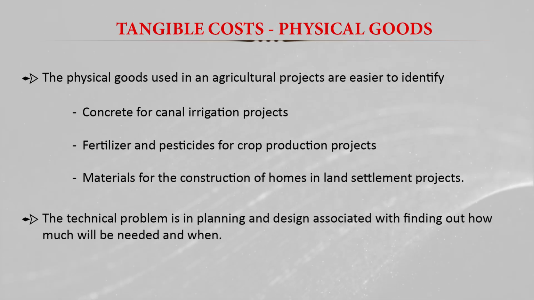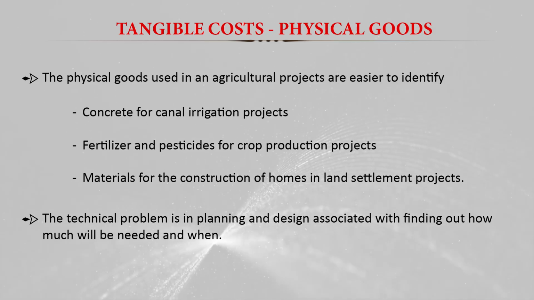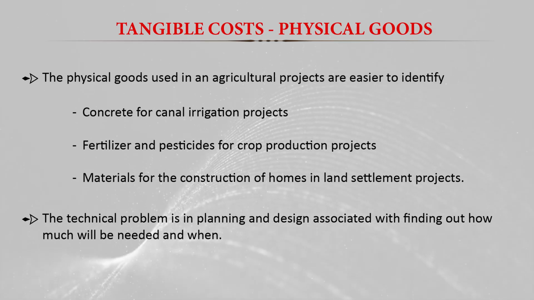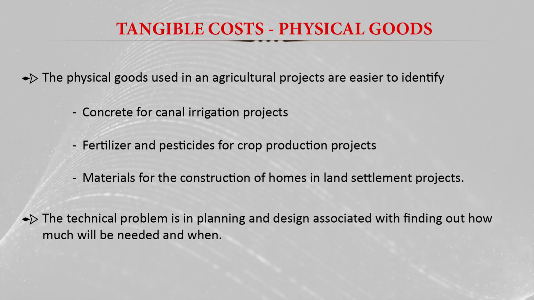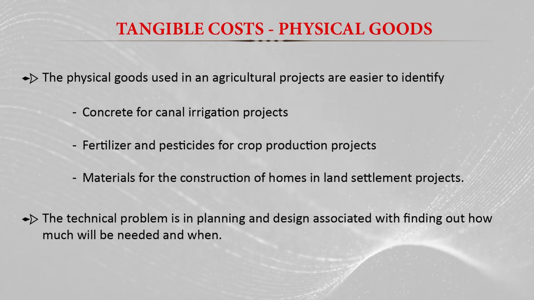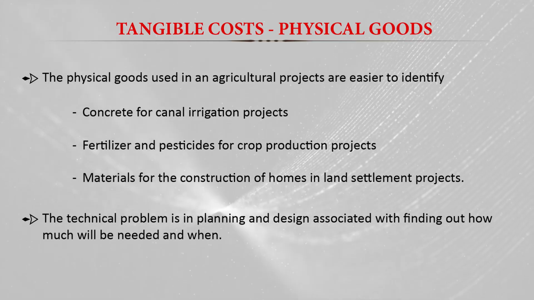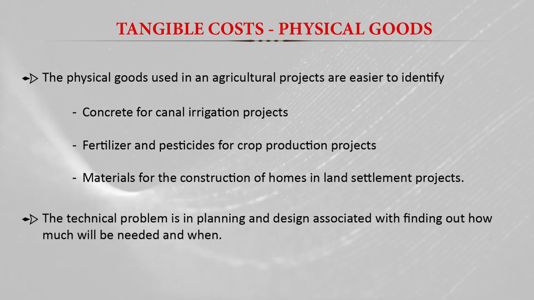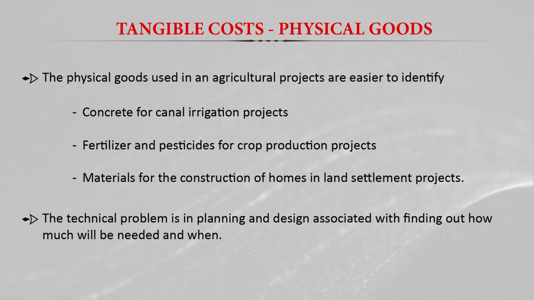But here there is one technical problem, and that is in the planning and designing, associated with finding out how much will be needed and when. Sometimes we cannot easily estimate how much of the physical goods will be required while implementing the project. So this is the one technical problem when we value the physical goods as a tangible cost in the project.